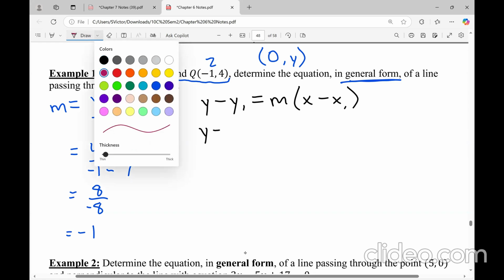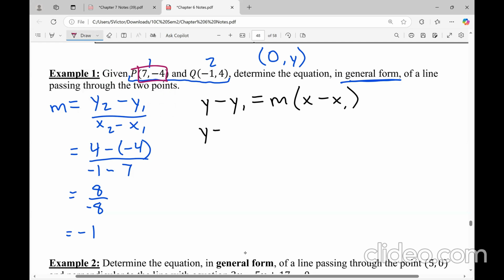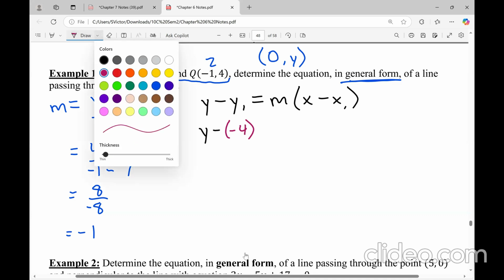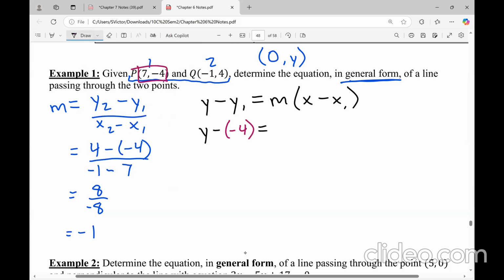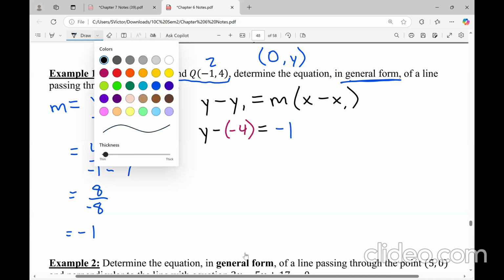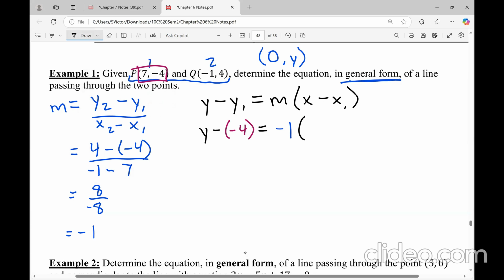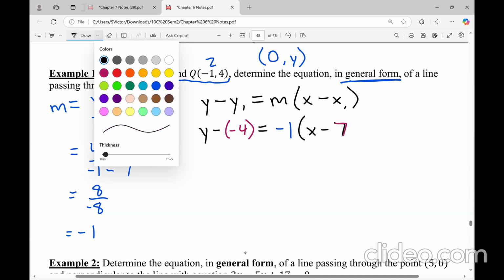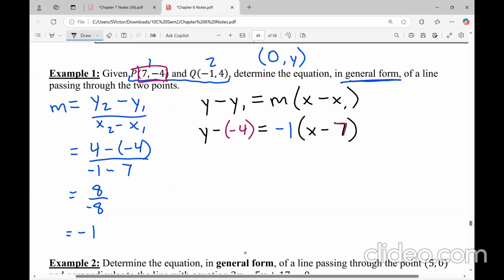So y minus y1, that'll be our y coordinate, which is -4. So careful, this would be y minus -4, and it's going to be equal to m. We said our m was -1, times x minus x1. So we'll have x minus our x coordinate, which is 7. From here, now we can write it into general form.